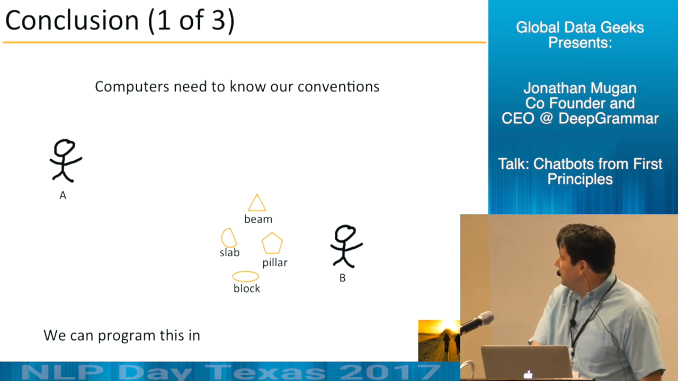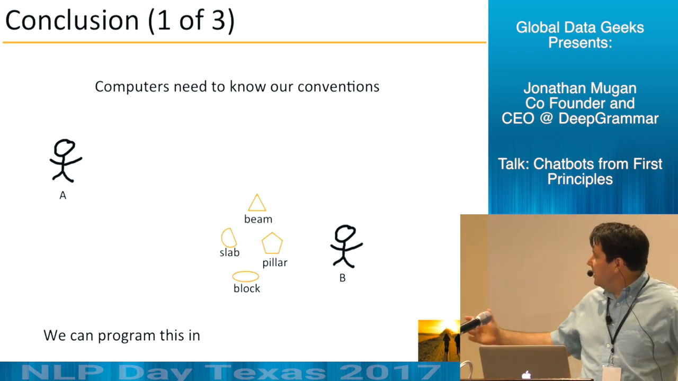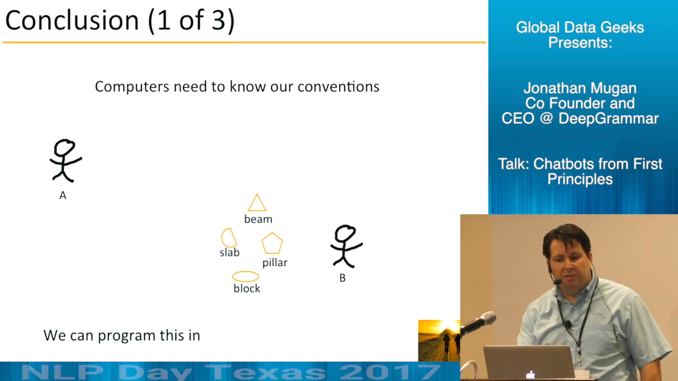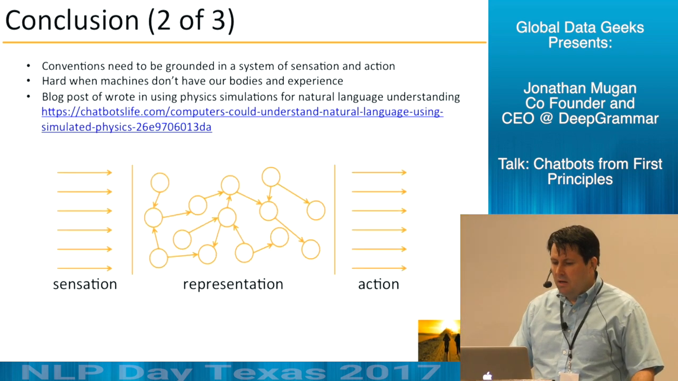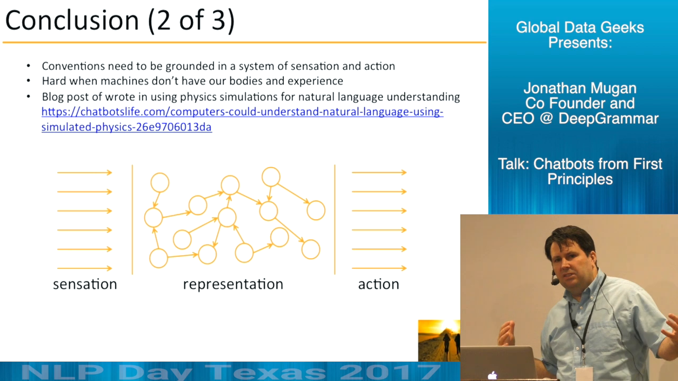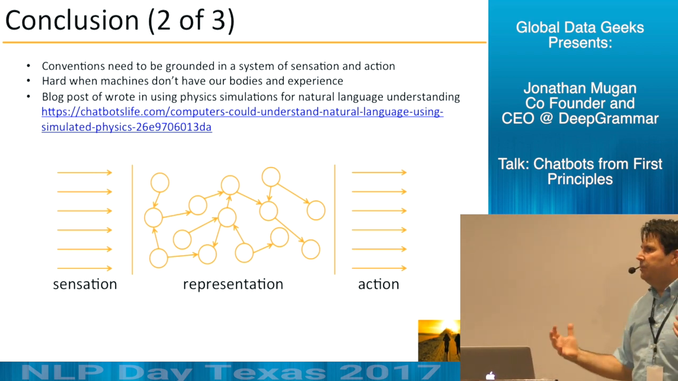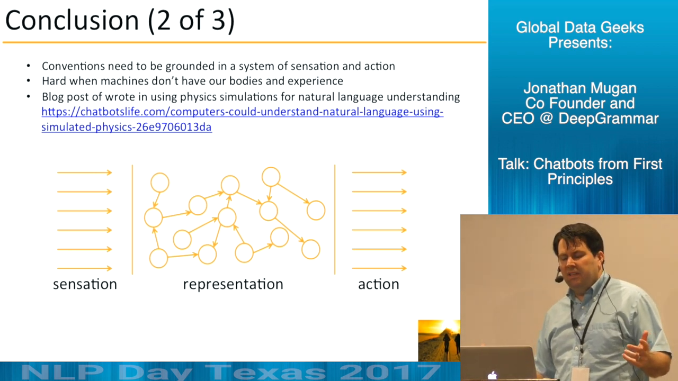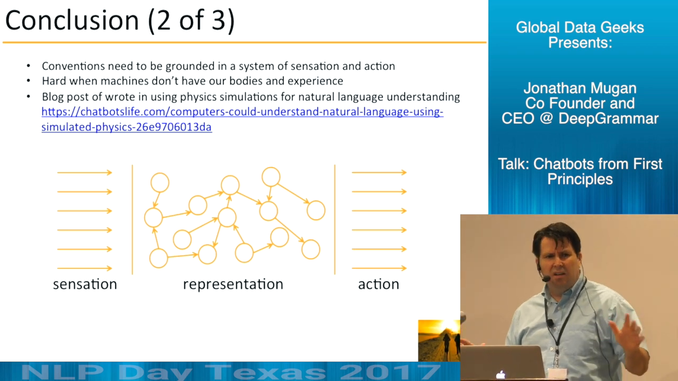So the conclusion is, we saw computers need to know about our conventions. We can code these into our grammar. So that works pretty well. Computers need to know not just our conventions, but these words need to tie into deeper semantic meaning. And this we can do a little bit.